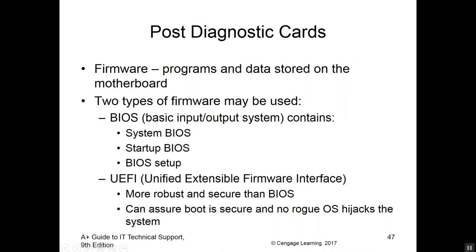Now, firmware is programs and data stored on the motherboard. There's two types of firmware that may be used. Now, the legacy, what was used in the past, is BIOS. Currently, the latest and greatest is what we call UEFI, Unified Extensible Firmware Interface. Okay. BIOS is basic input-output system. Now, the difference being BIOS has stored all the information on the motherboard itself in a ROM chip. UEFI stores this stuff on the hard drive.